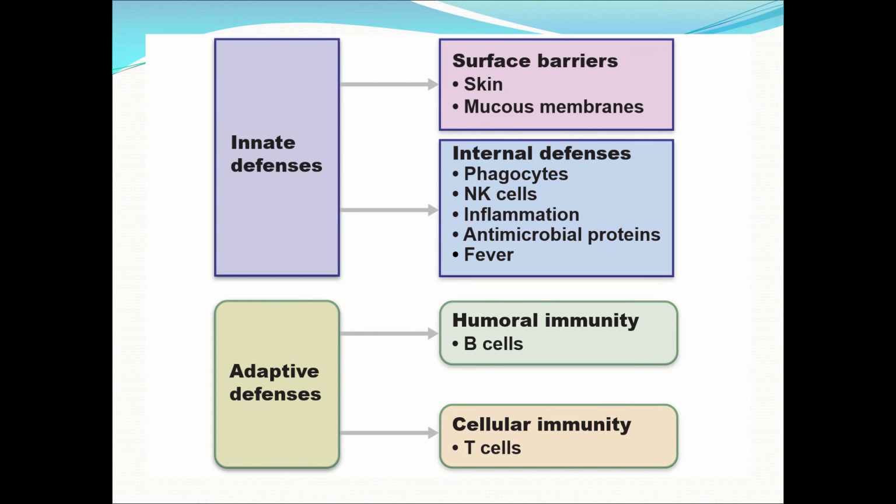Innate defenses include surface barriers such as the skin and mucous membranes, as well as internal defenses like phagocytes, natural killer cells, the inflammation response, antimicrobial proteins such as interferons and complement, and fever. The adaptive defenses include the humoral immunity, which contains B cells, and the cellular immunity, which contains T cells.